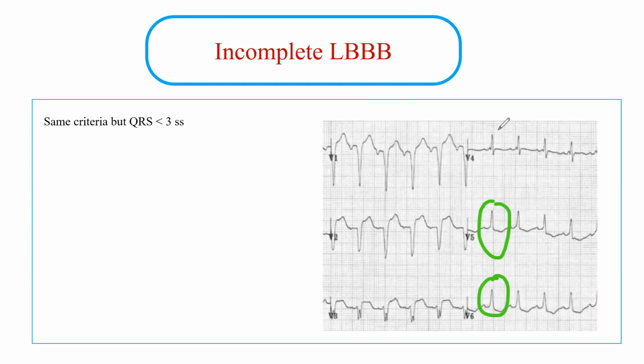But if you look here, the QRS complex duration is normal. It's less than 3 small squares. So this is not a complete left bundle branch block. It's an incomplete left bundle branch block.